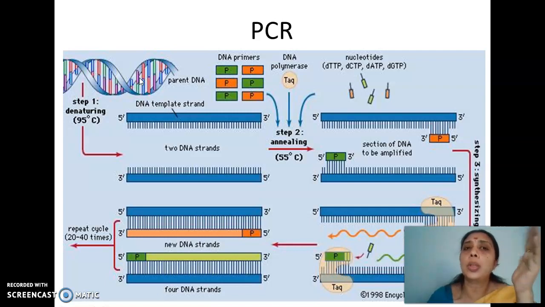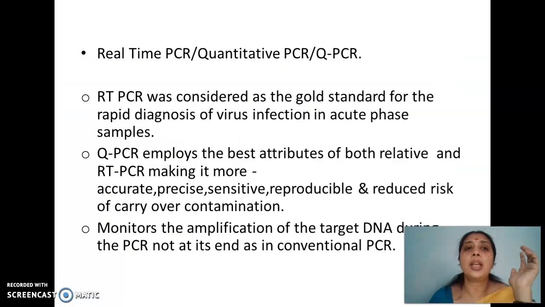For 30 cycles, you'll be having billions of copies of the gene. So that's the advantage of PCR. You can carry out a vast number of studies. Whatever study you have to carry out, you can carry it out with a single gene by using PCR. That's the advantage of PCR.